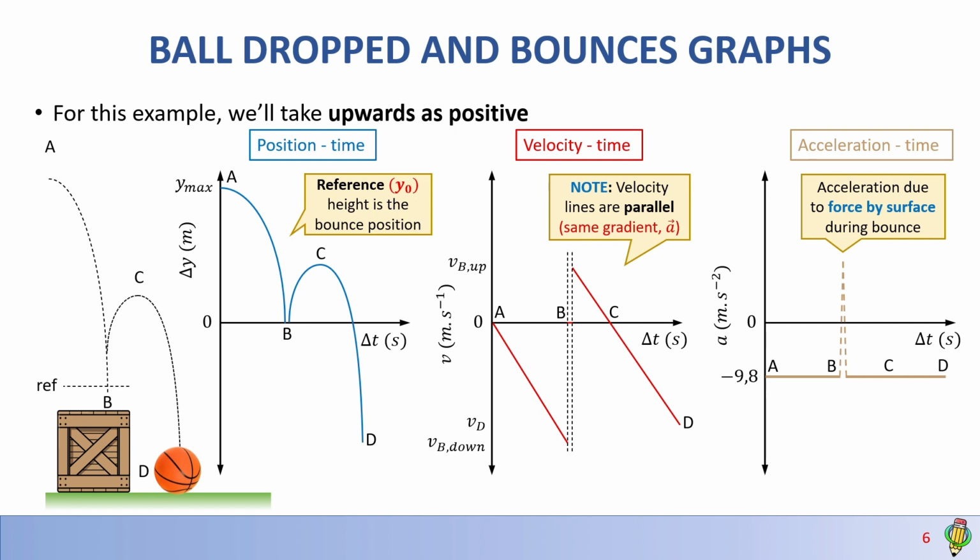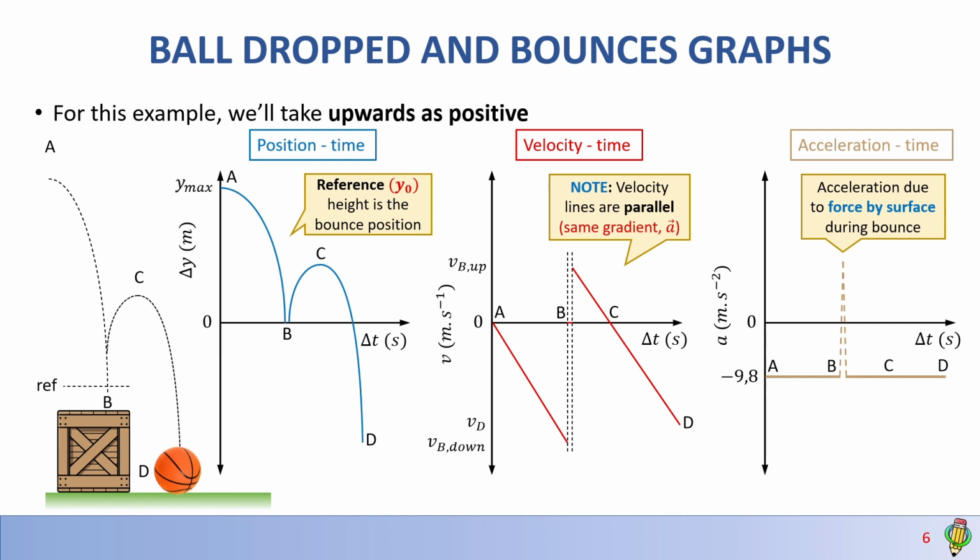The velocity will continue to increase in the downwards direction before it bounces on position B, which we will denote as VB down. There is a slight discontinuity due to the fact that when a ball is bouncing on a surface, it is going to spend a split second in contact with that surface, whereby the change in displacement for that time is 0 and the change in velocity for that time is also 0.